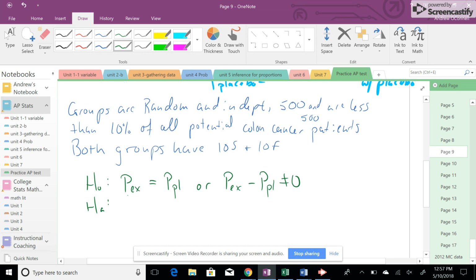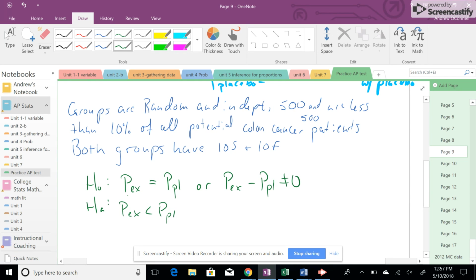And the alternate in this case, you could say they're not equal, and you can do that, but I think that there's a better answer. Reduce the chance. It says reduce because you're talking about a drug regimen. Potentially they're not going to give people drugs unless they think that it's going to reduce the rate of colon cancer.